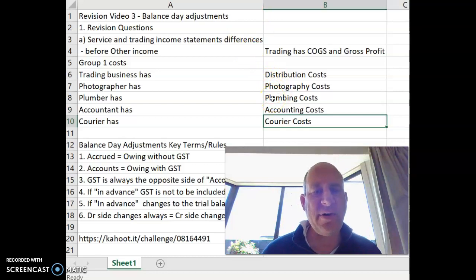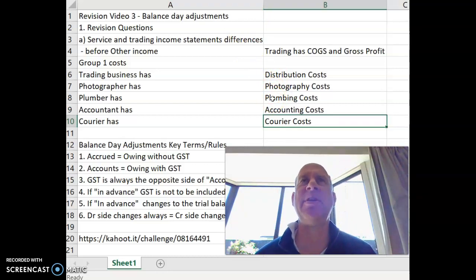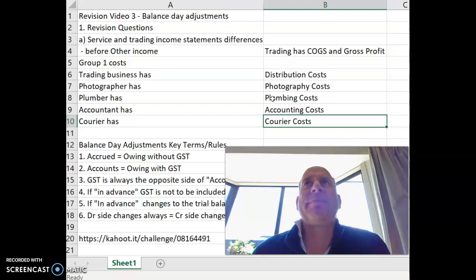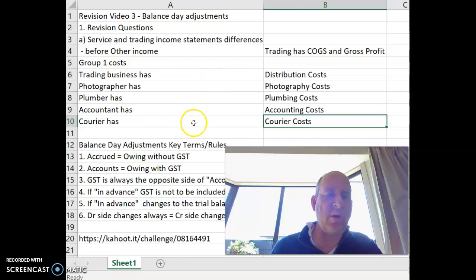So easy to classify. Make sure that in there are only your costs. A question came, the difference between costs and assets. Costs or expenses, there's nothing left at the end, whereas assets, you've actually got something that has value at the end. Alright, so today we're going to look at the balance day adjustments.